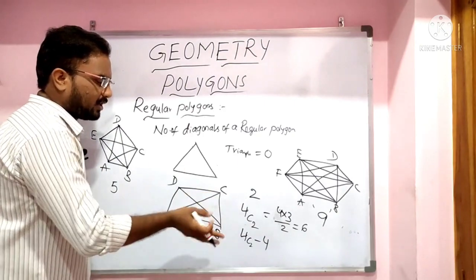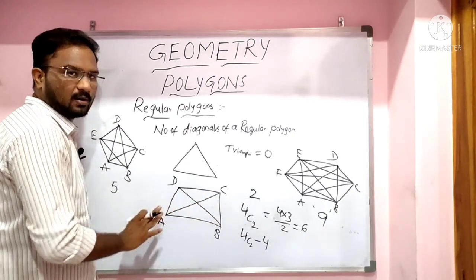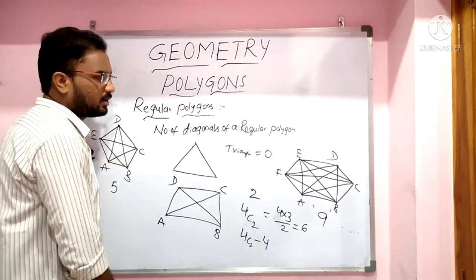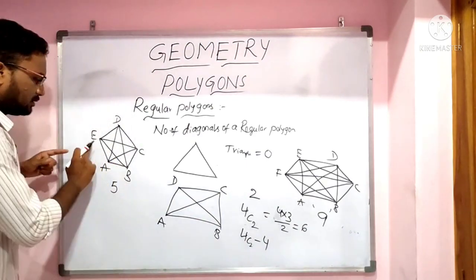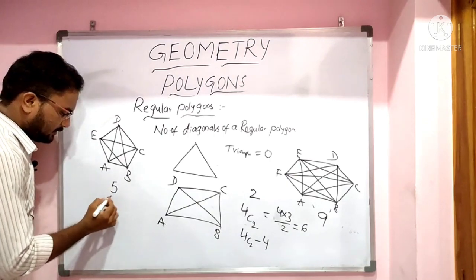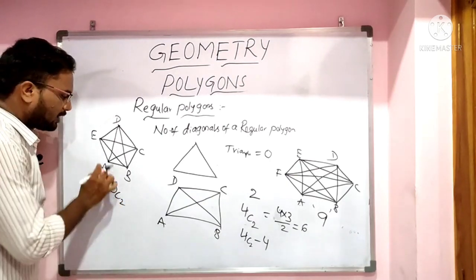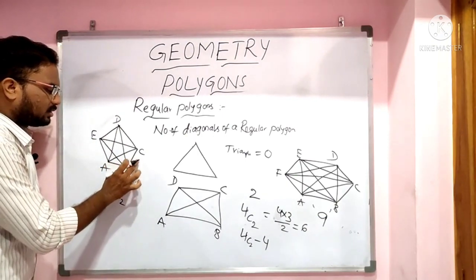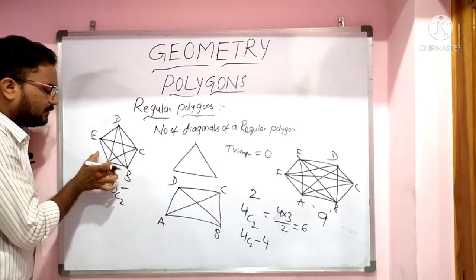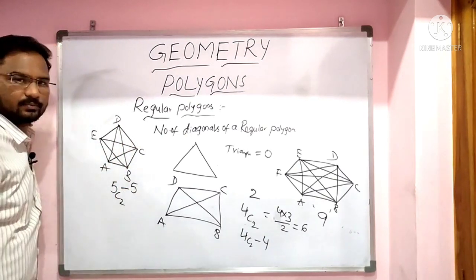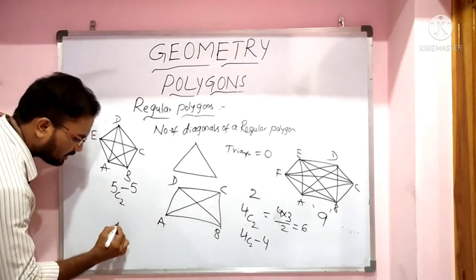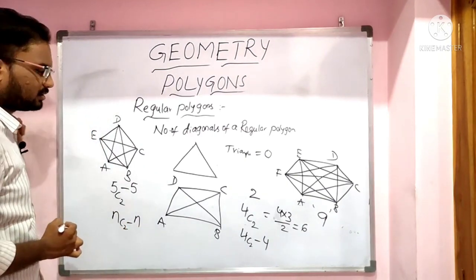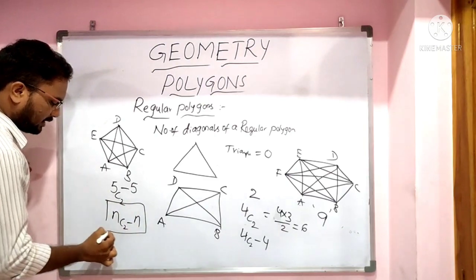From the total number of lines, diagonals means we should consider only non-adjacent sides. So we should remove the adjacent sides. So 4C2 minus 4. And for a pentagon, we have considered total 5C2, total 5 sides. 5C2 minus the number of adjacent sides, 1, 2, 3, 4 and 5. So 5C2 minus 5. For an n-sided polygon, it is nC2 minus n. This is the formula for the number of diagonals.